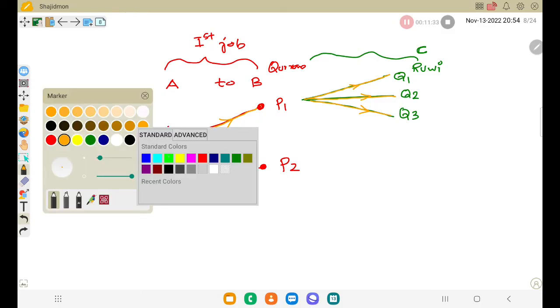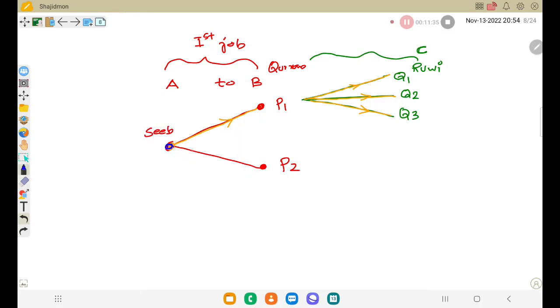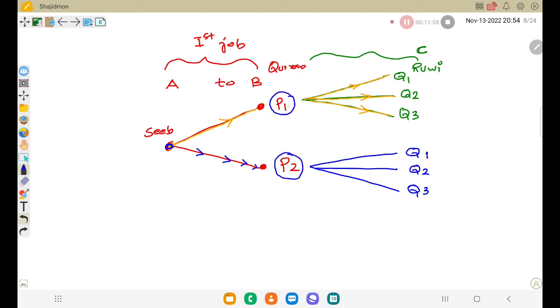In the same way, if you start from Seeb using the second route P2, you reach the place Kuram. Now from Kuram you also have three options available. What are the three options? Q1, Q2 and Q3. That means for each of the first tasks, P1 and P2, we have three options. From P1 you get Q1, Q2, Q3, and from P2 you also get Q1, Q2 and Q3. This is the idea here.